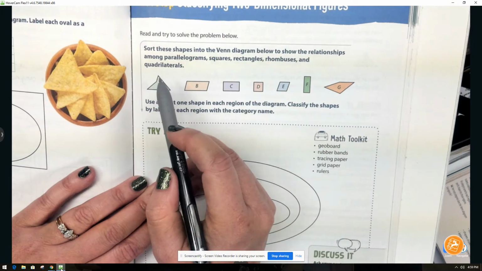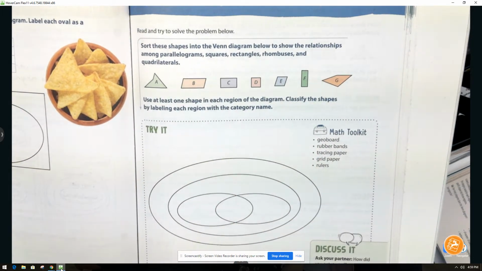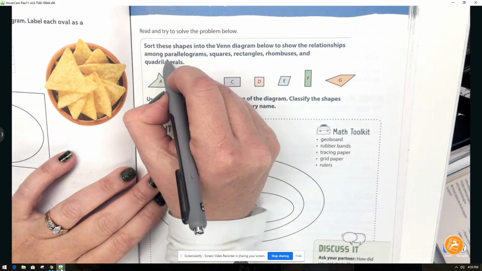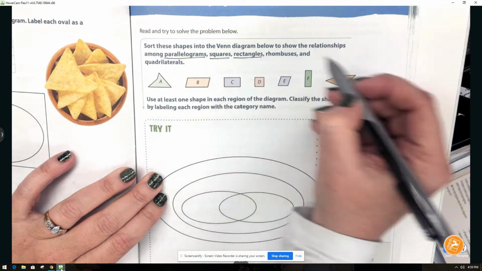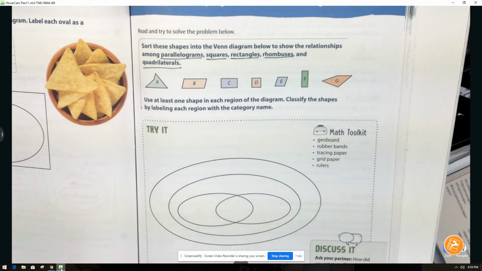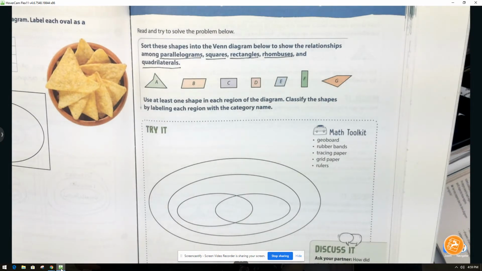So, first of all, we know that we have to put some categories on here. Well, where are we going to get those categories from? That's right, they're up here in the problem. So we know that we have parallelograms, squares, rectangles, rhombuses, and quadrilaterals. So we want to think about what is the most general shape that we know that almost all of these shapes go into? What is a characteristic that all of these shapes have in common? That's right, they have 4 sides.